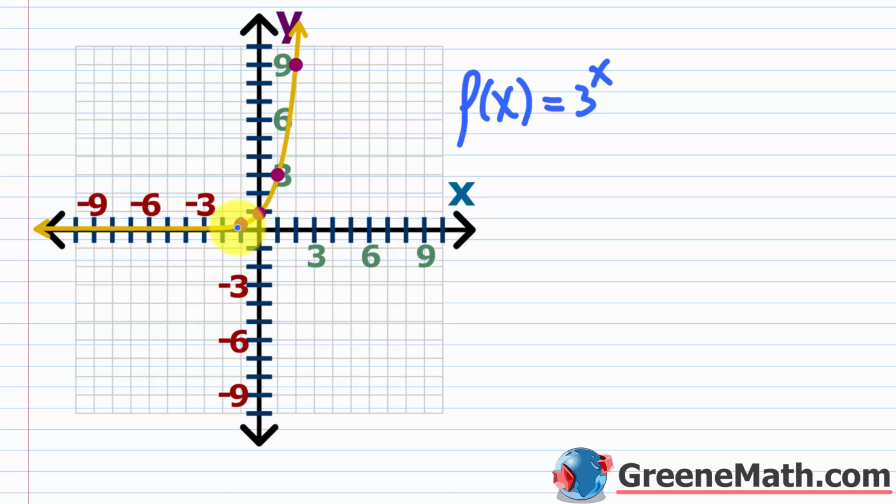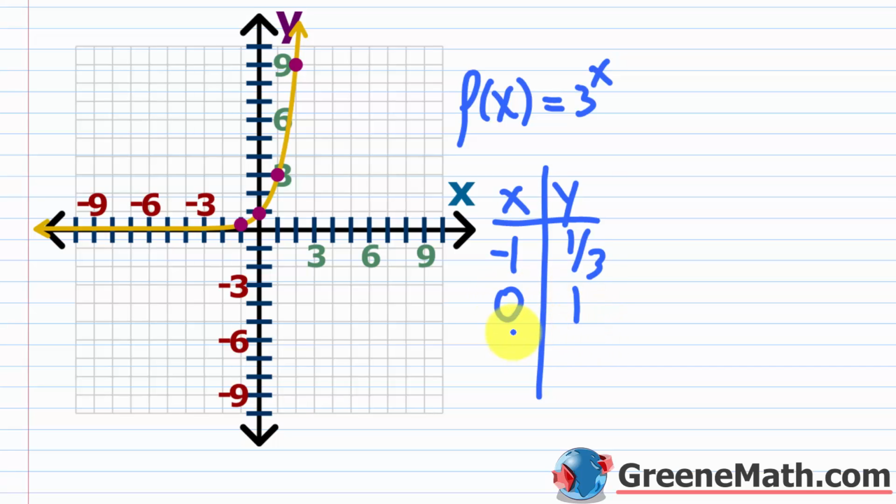So we know that, again, going to the left, it's the same phenomenon. It's going to approach a y value of 0 but never touch it. So we know how to draw that part. And then for the ordered pairs, again, I would just start with what we know. -1 and then 1 over the base, so 1/3. 0 and then 1, 1 and then 3. And then you could do 2 and 9, okay?